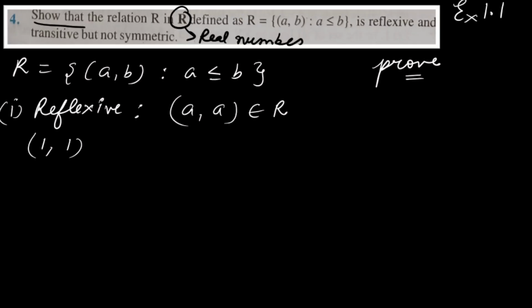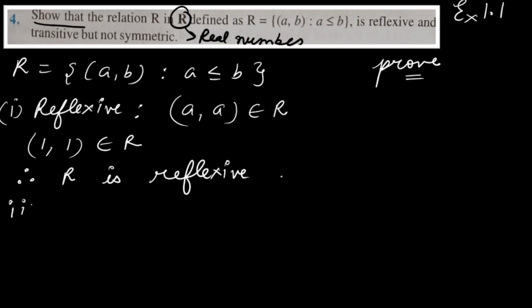So this also belongs to R. I have already written that (a, a) belongs to R, and with different ordered pairs I have shown you. Therefore we can write, R is reflexive.